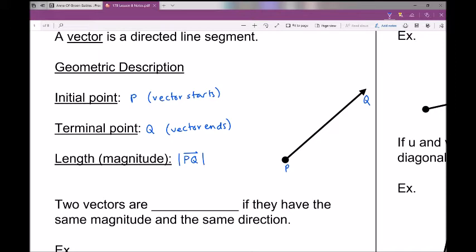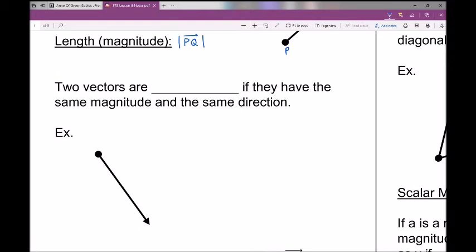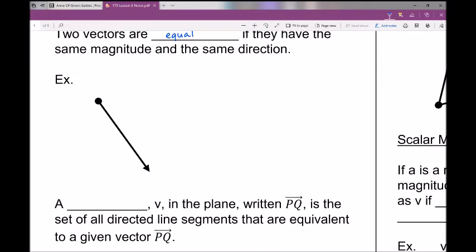Okay, so we call two vectors equal if they have the same magnitude and the same direction. So when you're determining if two vectors are equal, you have to check both of those things. For example, let's say that this vector here was our vector. This would be equal to a vector that is the same length and in the same direction. So a vector that looks kind of like that. So those two would be equal.